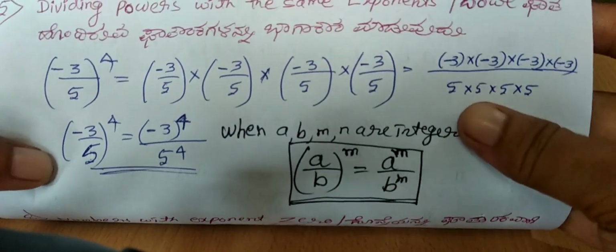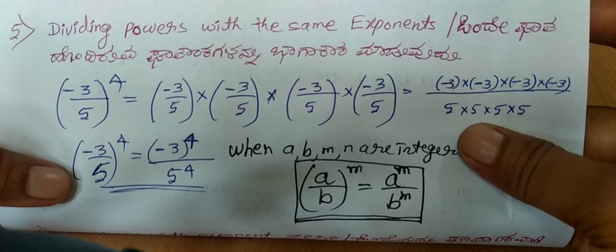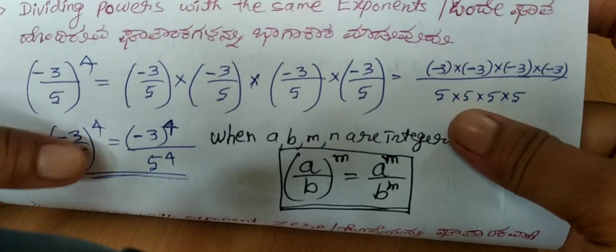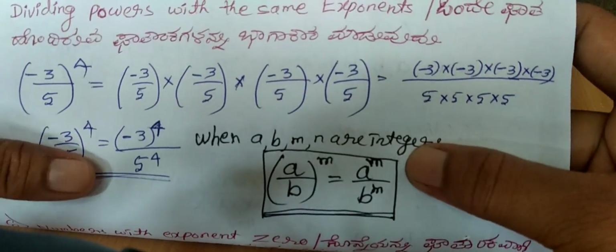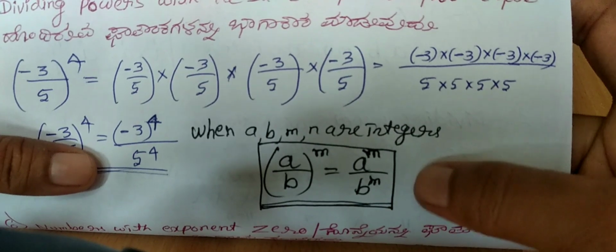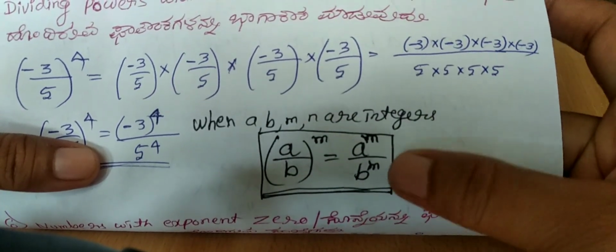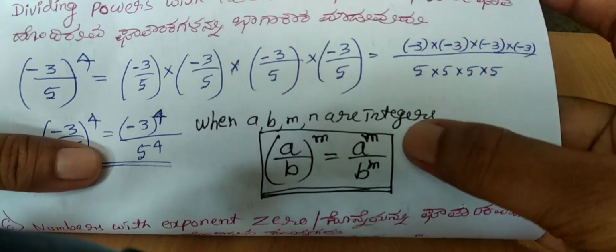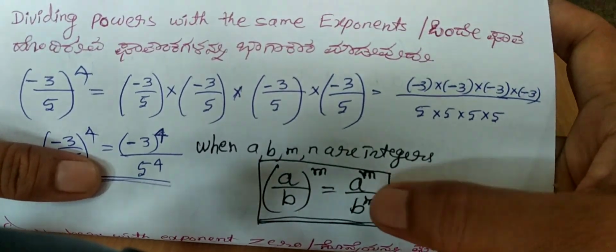In this pattern you can take plenty of examples and try these problems. However we take, we get the generalization like this only. When a, b, m, n are integers, then a by b whole to the power m is equal to a to the power m divided by b to the power m.